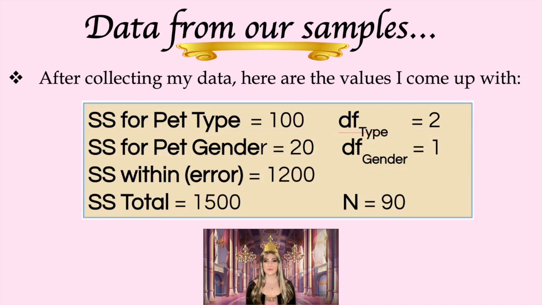All right, so after collecting my data, here are the values that I come up with. I have sum of squares for pet type equal to 100. I have sum of squares for pet gender equal to 20. I have sum of squares error equal to 1200, and my total sum of squares is 1500. I also know that my degrees of freedom for the type of pet is 2, and my degrees of freedom for type of gender of the pet is 1. Altogether, I ran my experiment on 90 people, with 30 people in each condition for the type of pet.